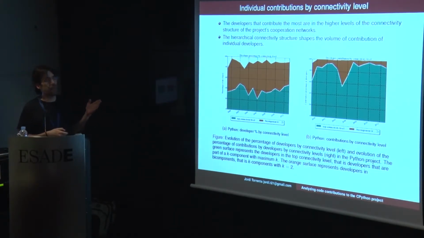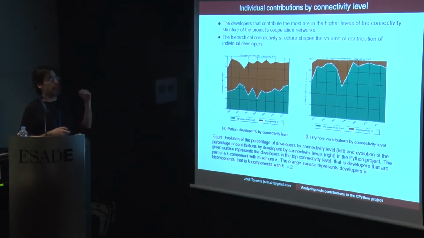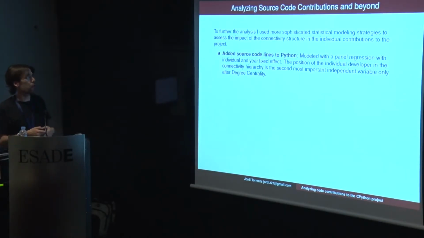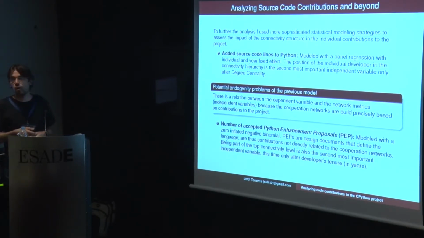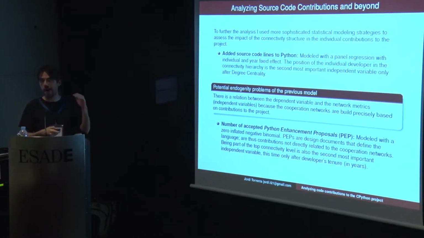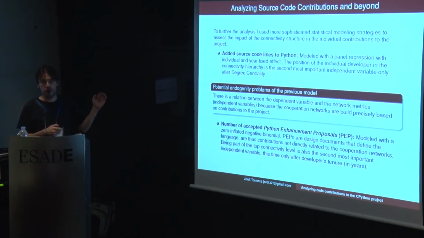But let me first say that this is only a correlation. So this means that developers that are at the top of the hierarchy are the ones that contribute the most. But I also did additional, more sophisticated statistical modeling for the number of source code files and lines of code added to the Python project, like panel regression with individual and year fixed effects. And also because of some potential statistical problems that this model can have, I also model the number of accepted PEPs, Python Enhancement Proposals, with a zero-inflated negative binomial. The results are that the people at the top of the hierarchy of connectivity levels of the cooperation networks of the CPython project contribute more and also have more proposals accepted.